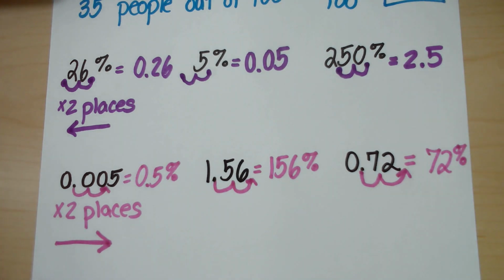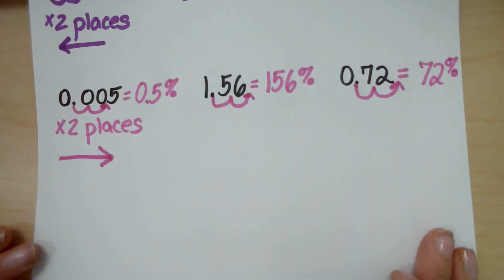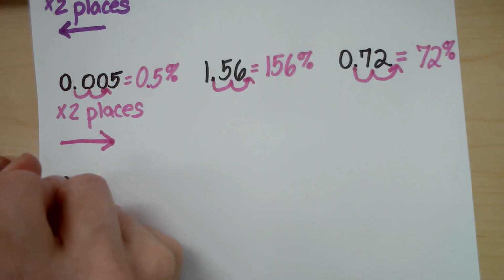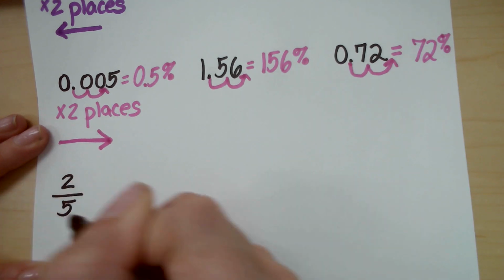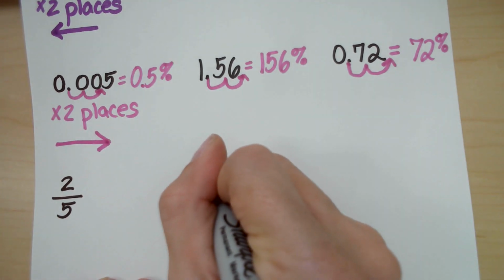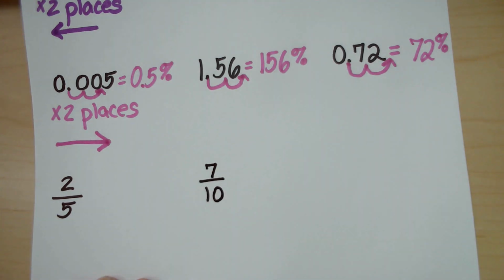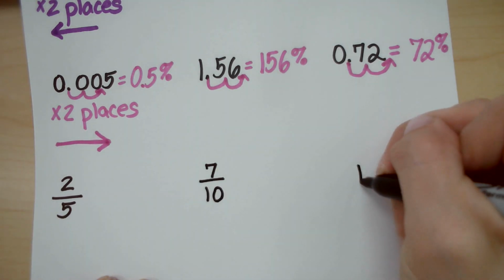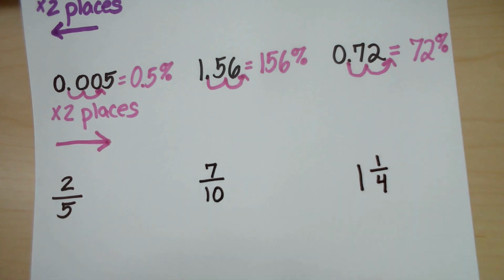Now, the last thing that we're going to talk about is if we are given a fraction. So let's say we have the fraction 2/5, or 7/10, or 1 1/4. When we are working with numbers like this, we can use division to turn these fractions into decimals and then into percents.